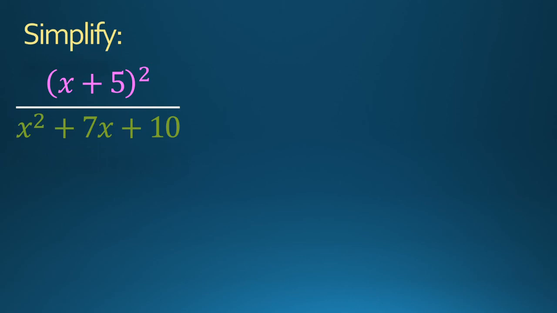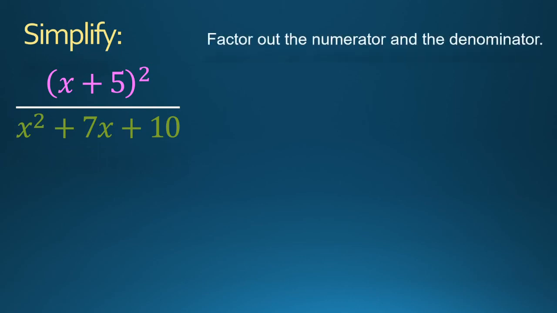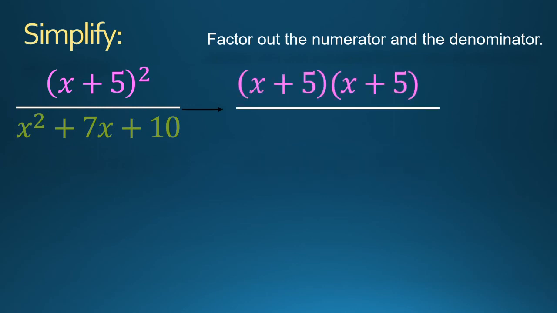Factor the numerator and the denominator. The square of the binomial x plus 5 is also equal to the product of the quantity x plus 5 and the quantity x plus 5. Then, x squared plus 7x plus 10 is a general trinomial where a is equal to 1. So let us represent this as the product of the quantity x plus 5, x plus 2, since 5 times 2 is 10 and 5 plus 2 is 7.